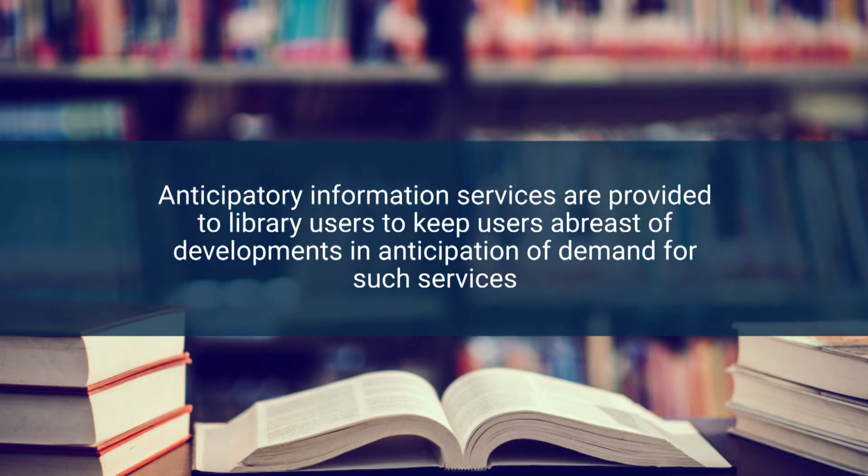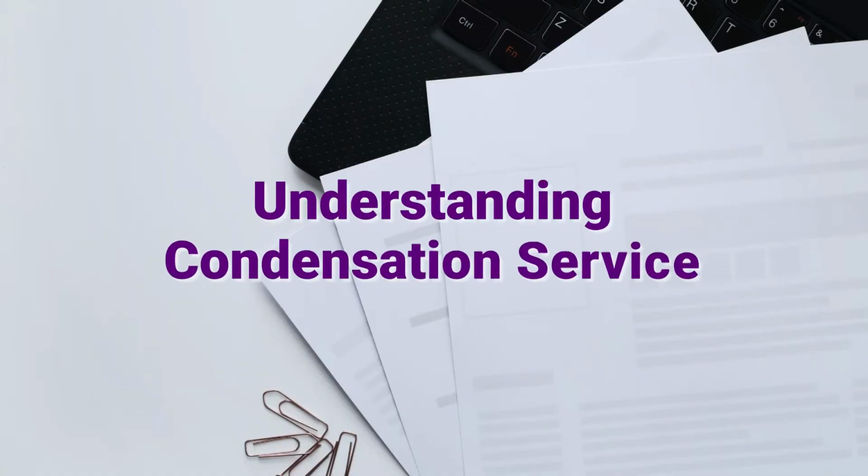Anticipatory information services are provided to library users to keep the user abreast of developments in anticipation of demand for such services. And why is this required? This is required because we know that every alternate year information is doubling itself. So, actually there is an explosion of information. Now, nobody can find information from that ocean. Relevant information becomes a very difficult proposition today. Everywhere information is scattered. So, if a person can accumulate all that information from different sources and prepare a summary for you, that is an invaluable service. So, from that point of view, this condensation service is of importance. Now, these are 5 different kinds of anticipatory information service, and you can see that condensation type of service is one of them.